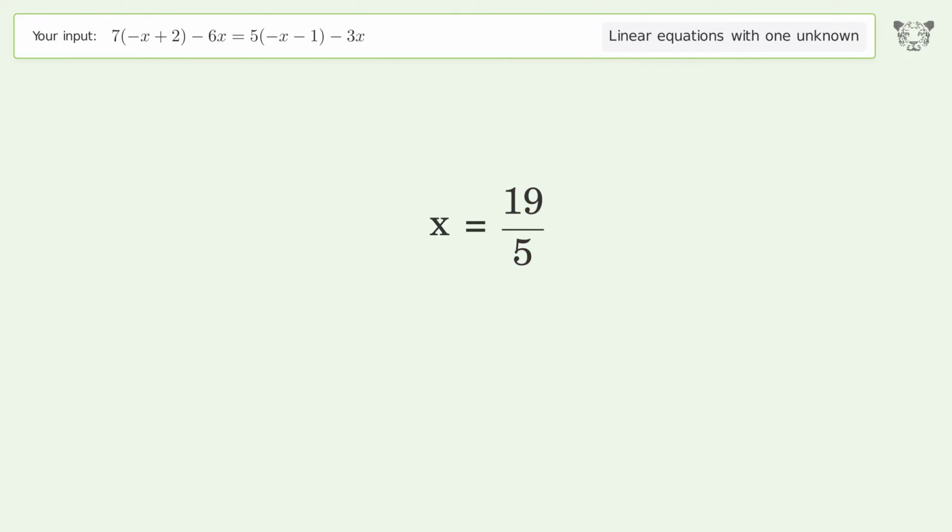And so the final result is x equals 19/5.